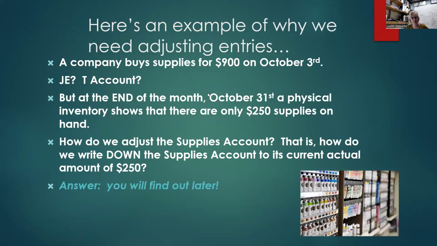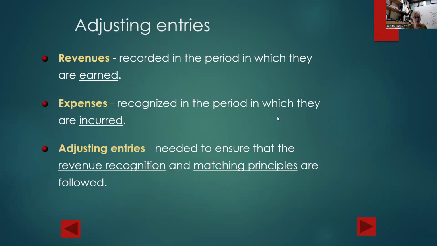So here's the example of why we do accrual accounting. If a company buys supplies at the beginning of the month, on October 3rd, but at the end of the month they count the supplies and there are only 250 left, we have to adjust that supplies account. So in chapter 3, we said, debit supplies, increase the asset supplies, credit cash or accounts payable. Now we need to adjust. Okay. So that's an example of when we need to make an adjusting entry.